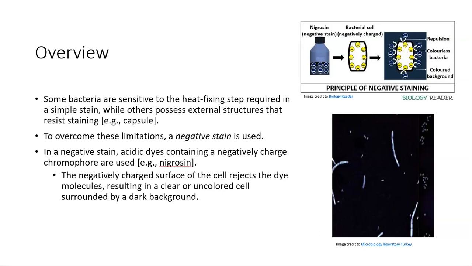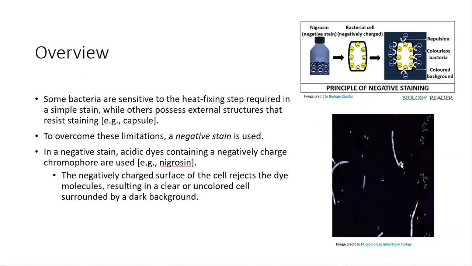In a negative stain, you actually need an acidic dye, and acidic dyes have a negative charge. We know that bacterial cells also have a negative charge, and if you remember from previous courses, like charges repel each other. So when you use an acidic dye, you cannot stain a bacterial cell because of that repulsion. Instead, you will stain the background behind the cells. The background will be dark, and the cells will be clear, sticking out against that dark background.